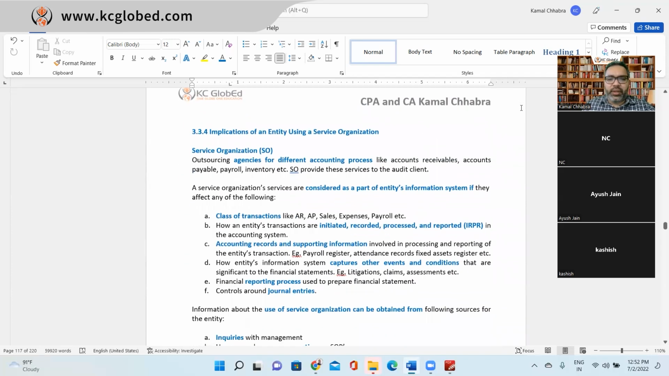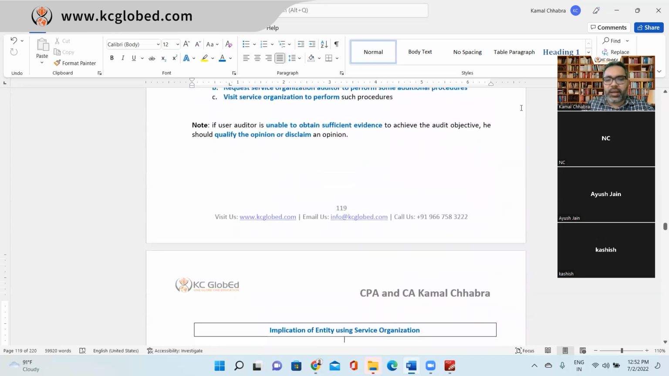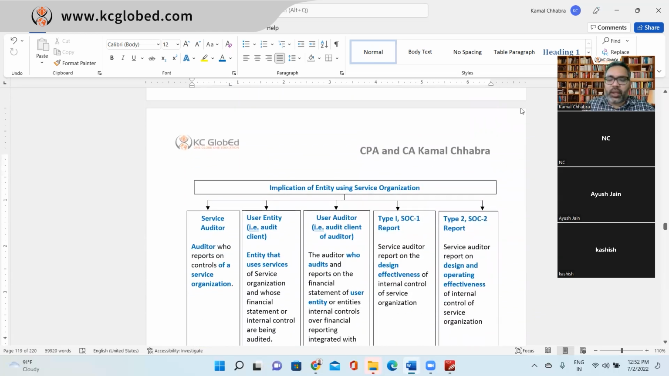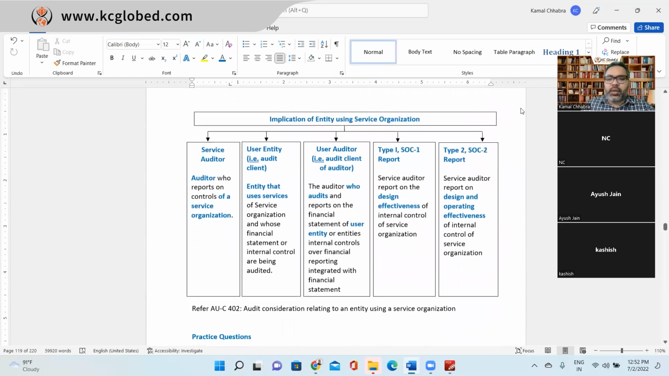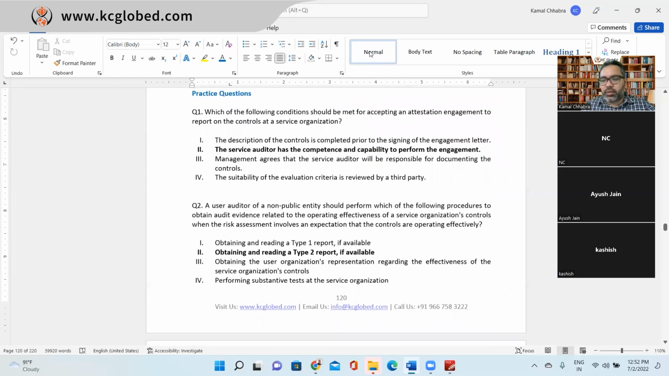After that, we studied service organizations and the implications of service organizations. So we understood what transactions, account balances, and disclosures come under the service organization requirement. Then we understood who is the service auditor, who is the engagement auditor, who is the user entity, which is the audit client, and who is the user auditor. Then we discussed the Type 1 SOC 1 report and the Type 2 SOC 2 report. Then we did some questions on that also, right?